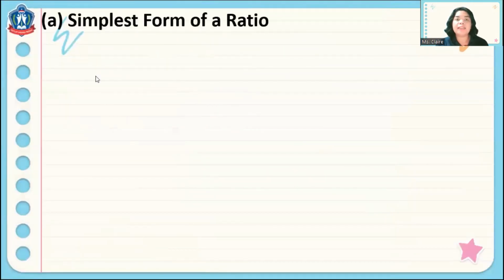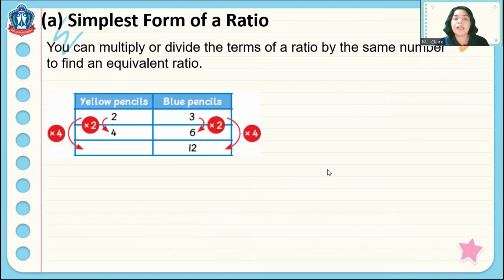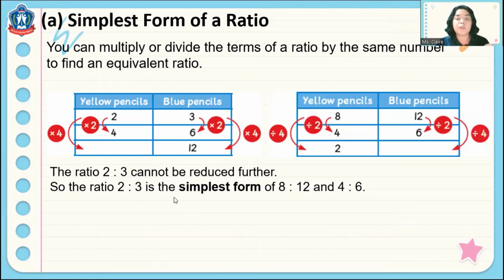Now, let's find the simplest form of a ratio. You can multiply or divide the terms of a ratio by the same number to find the equivalent ratio or the simplest form of a ratio. So let's have the example from the previous slide. We have 2 to 3. To find the equivalent ratio, we can multiply both terms by the same number. So we multiply by 2, we get 4 and 6. Then if we multiply by 4, we get, yes, 2 times 4 is 8. So therefore, 8 to 12.